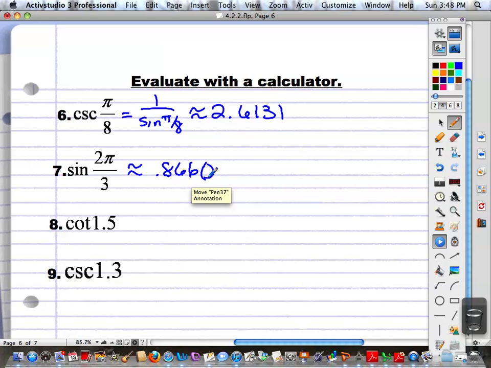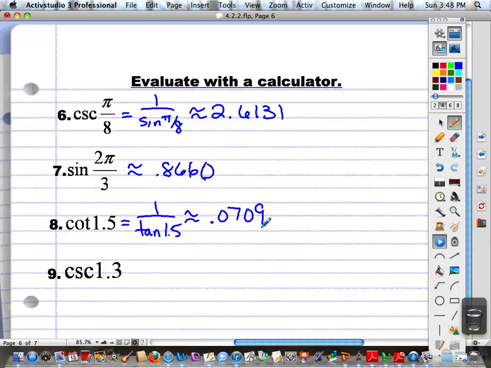So, cotangent of 1.5. Notice, no degree symbol, so we're still in radians. The cotangent is the reciprocal of the tangent, so that's 1 over the tangent of 1.5 radians. So I'm going to go to my calculator and put in tangent 1.5. And it shows me 14.1014 and then some other numbers behind that. But we need the reciprocal. So now we're going to hit that reciprocal key, hit enter again, and I have 0.0709. 0.0709 is the approximate value of cotangent 1.5 radians.